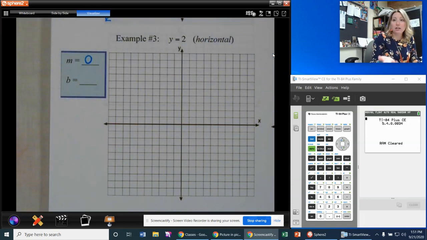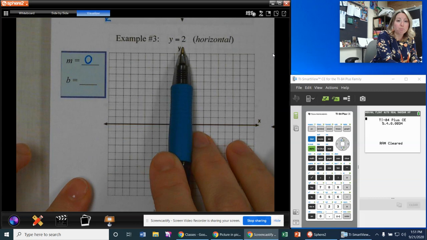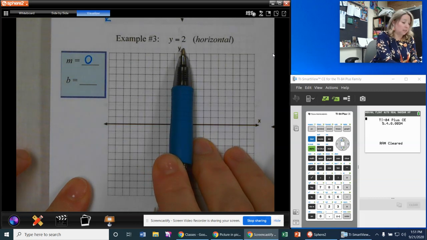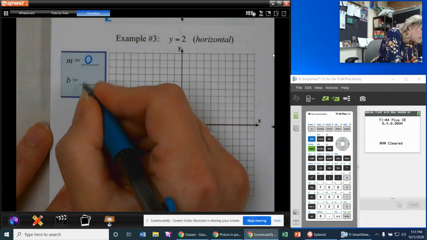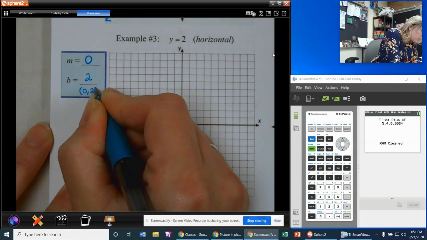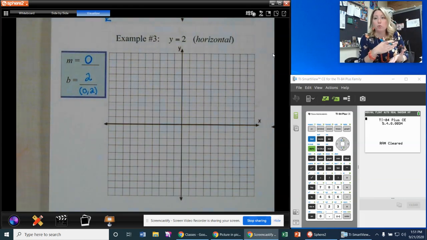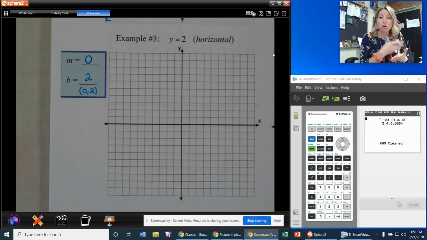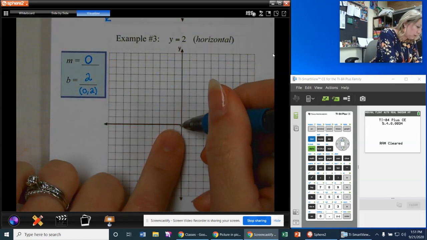Now my y-intercept is that whole number added or subtracted at the end. And in this case, that number is a 2. So my y-intercept is 2, which means that my starting point is 0, 2. Because my starting point is always on the y-axis, so its x value will be 0. So 0, 2. Got it.